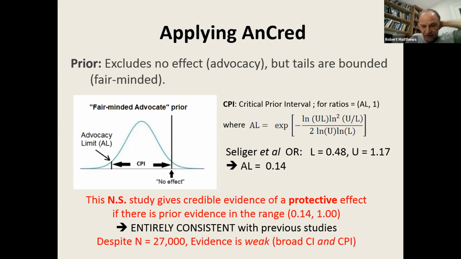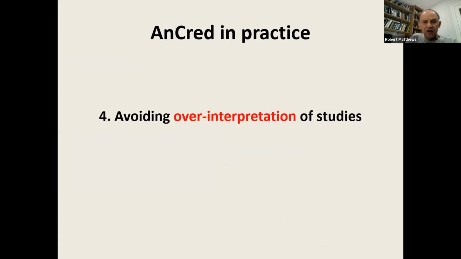It's 27,000, but the evidence is weak, and that's illustrated by the width of the confidence interval, which goes from 1 all the way down to 0.14. So ANCRED is warning you there: don't be bamboozled by large sample sizes.